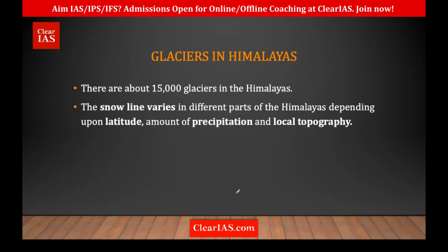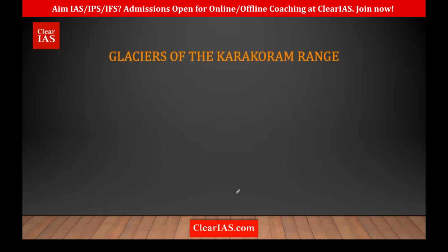First we'll see the glaciers of the Karakoram ranges. Where is the Karakoram range? It is in the Trans Himalayas, at the top. So first we'll see the important glaciers in the Karakoram ranges. Maximum development of glaciers occurred in the Karakoram ranges.